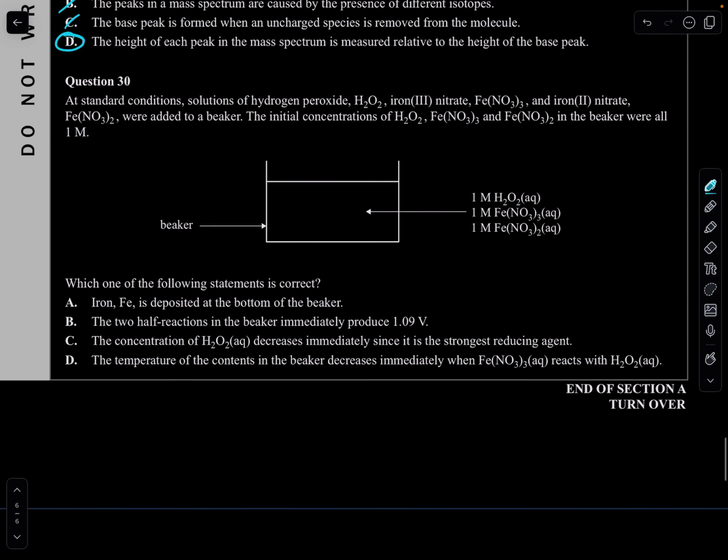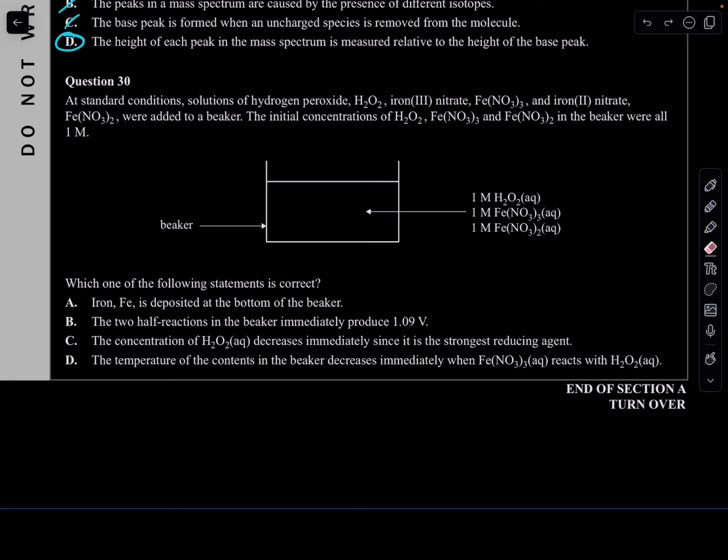Beautiful. 30. Last question. At standard conditions, a solution of hydrogen peroxide, iron nitrate, and this were added to a beaker. The initial concentrations of H2O2, Fe(NO3), and this in the beaker were all 1 mole. So they were just added to a beaker. It's not a circuit, so that's one thing. Just a beaker, and you're adding these things here. If there is a spontaneous reaction, you can only convert chemical energy to thermal energy. That's the only possible energy change. There's no electricity produced here, because there's no wiring, and there's no path for electrons to flow.